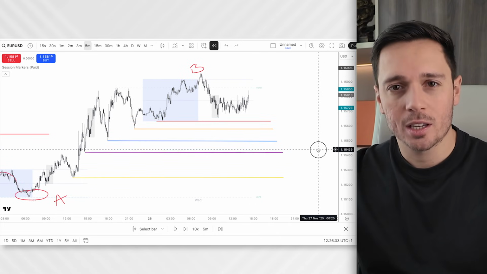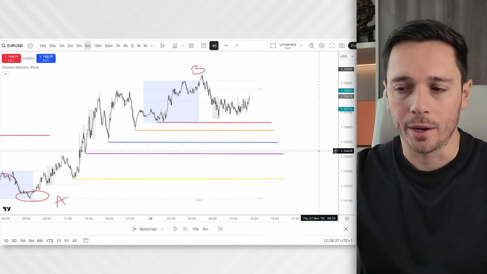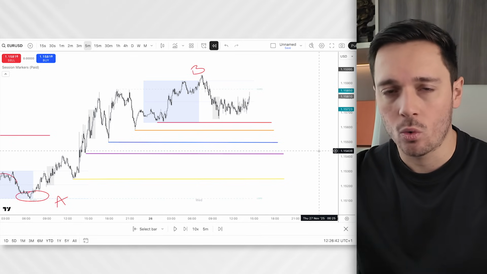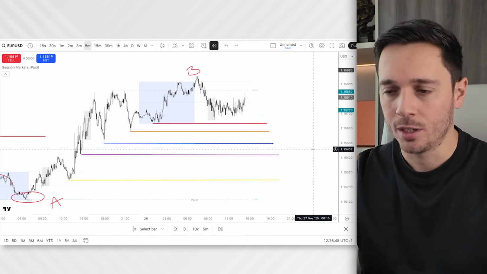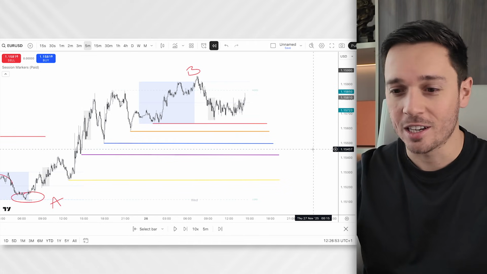So I'm going to leave 3 seconds in here as a little game or quiz, and I want you to think in your mind which low is the one that you think price will actually react from. Is it the red? Is it the orange? Is it the blue? Is it the purple? Is it the yellow?